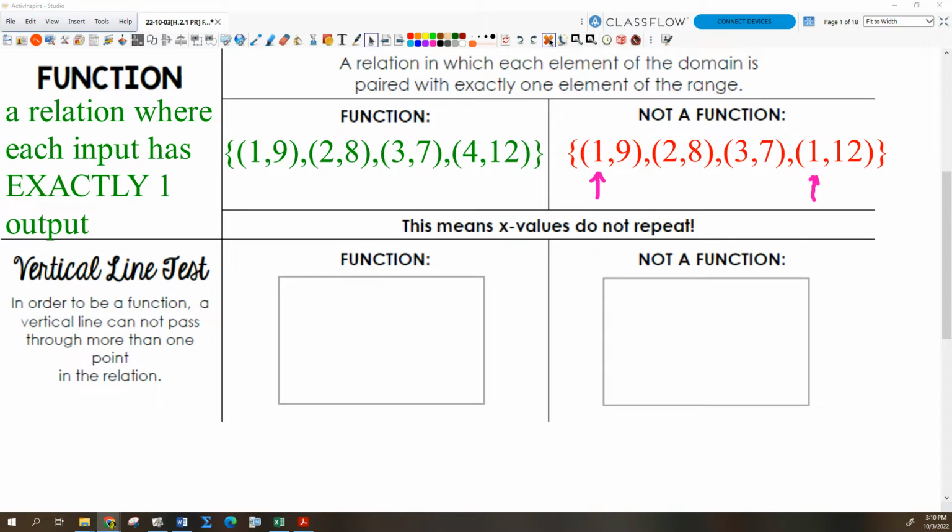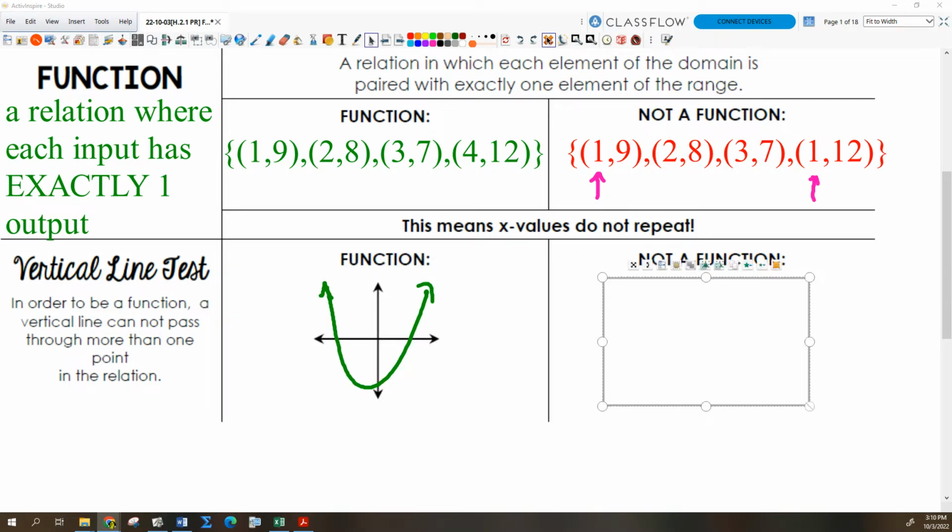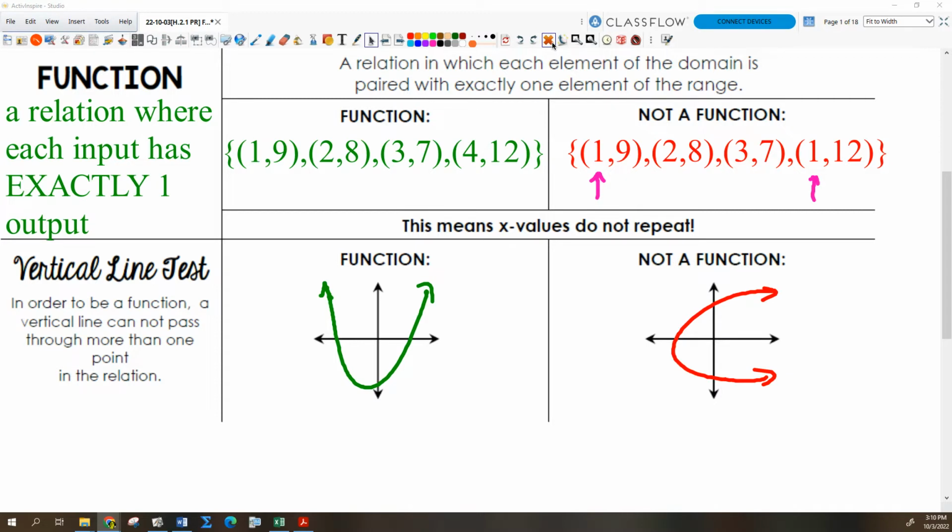What do we look for with graphs? Can anybody tell me why this is a function, but that is not a function? How could you easily look at that and immediately tell that's not a function? I already see people doing this: the vertical line test. In order to be a function, a vertical line cannot pass through more than one point in the graph of the relation. Look here, there are multiple places where the graph lines up vertically with itself, and a vertical line intersects the red graph in more than one place. Whereas in the green graph, a vertical line never intersects the graph in more than one place. So it is a function. It passes the vertical line test.